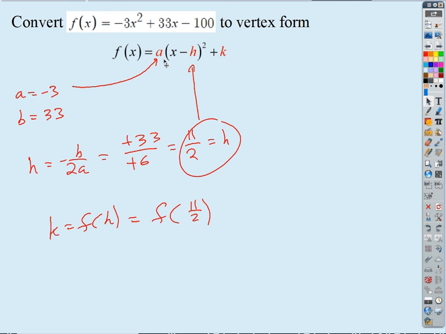My goal here, if I want to convert this to vertex form, is starting off with my template for vertex form. I just have to plug in the numbers a, h, and k. So I know a is -3. Calculating h is easy. That's just -b over 2a.